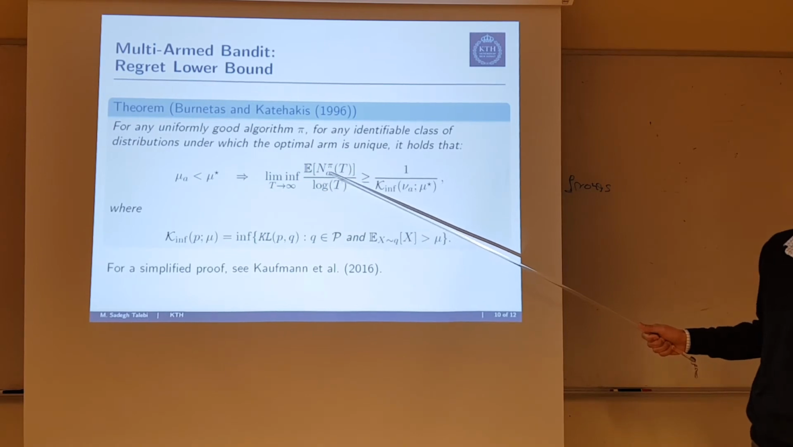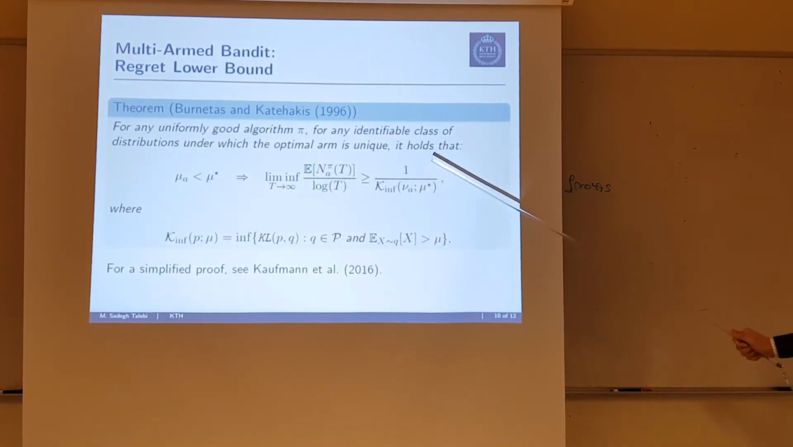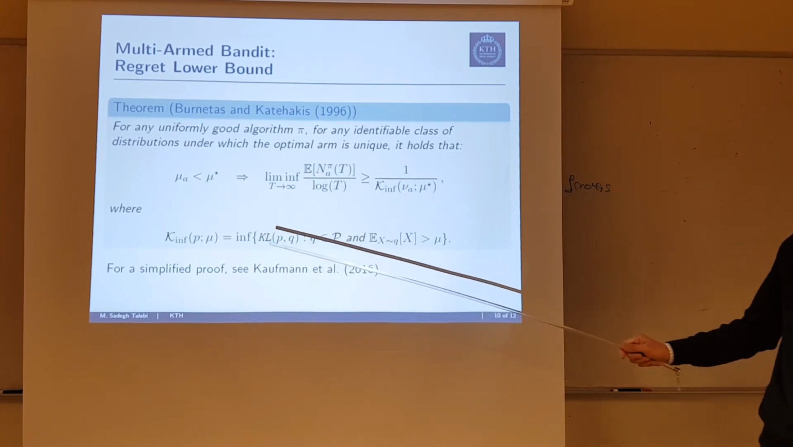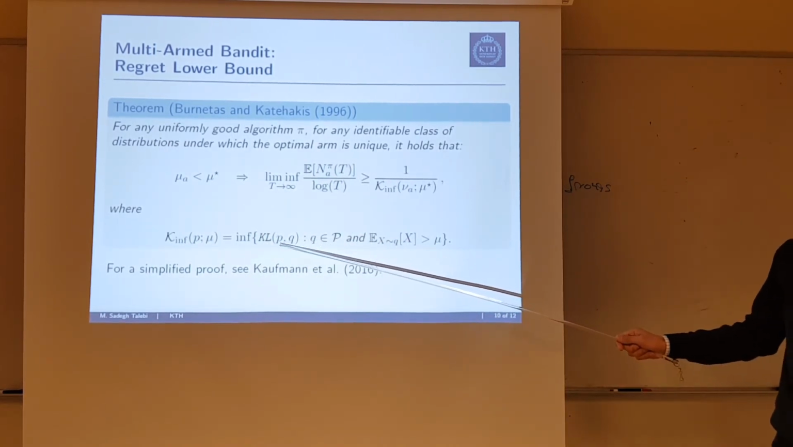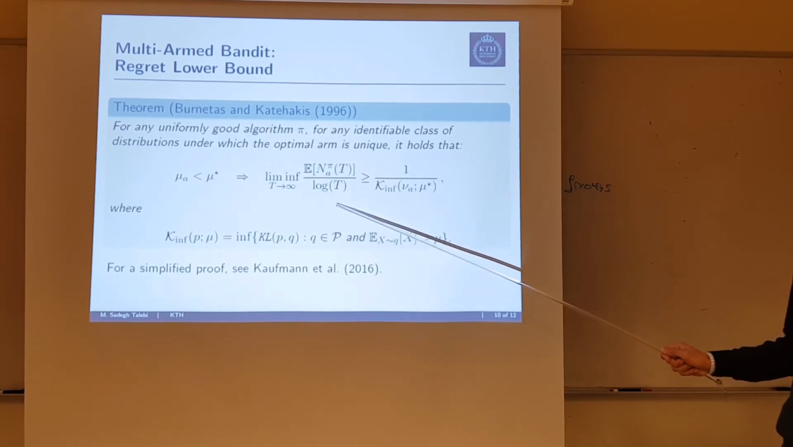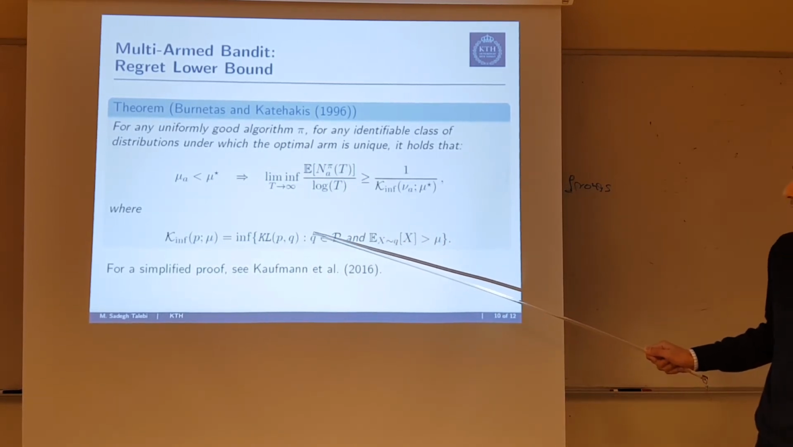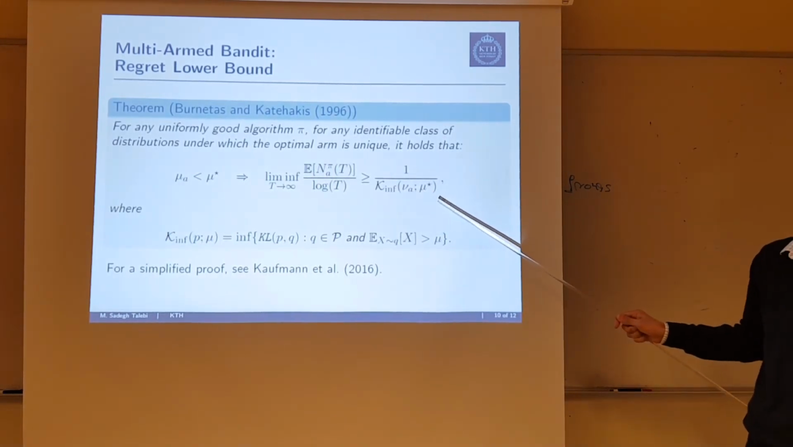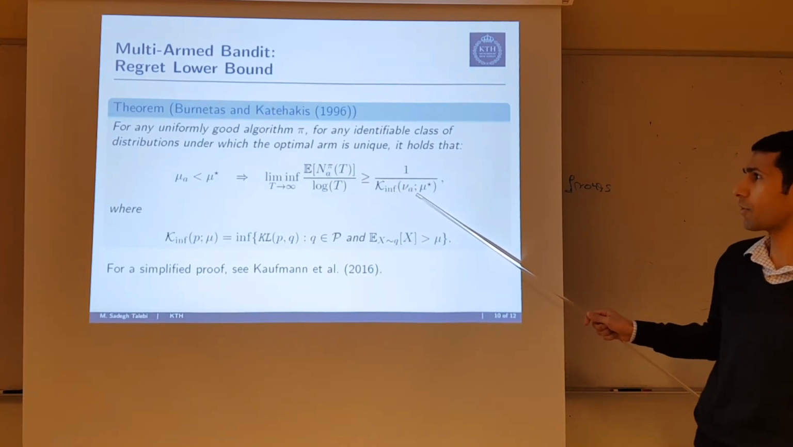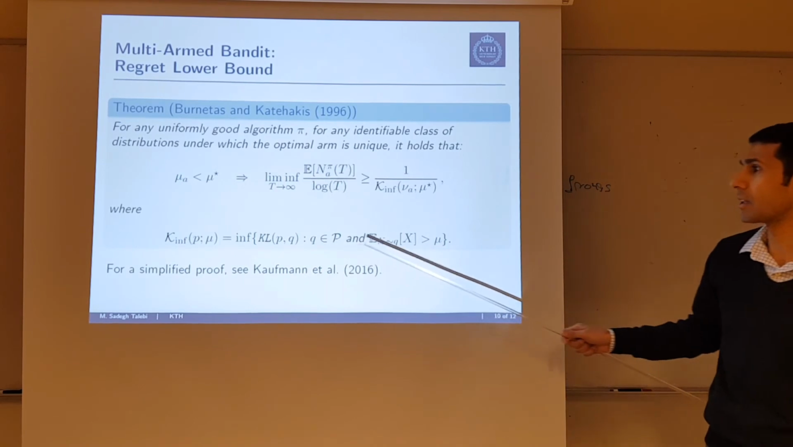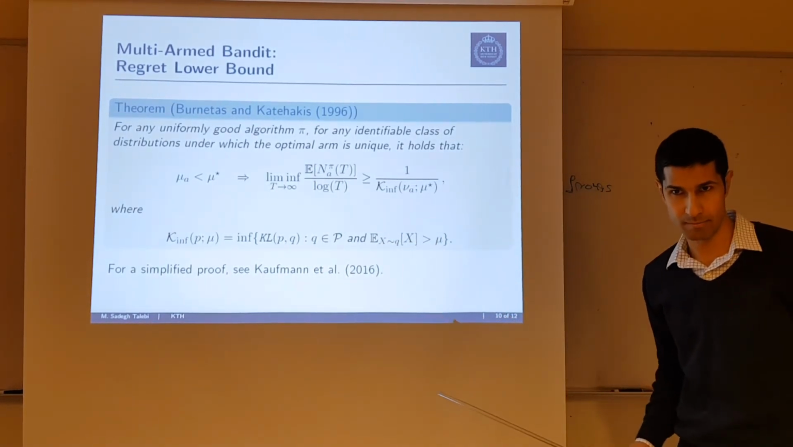Asymptotically, the expected number of draws of arm A divided by log T should be bigger than the quantity one over K inf as a function of nu A and nu star, where this K inf is the infimum of KL divergence, where P is some true distribution, here the distribution of arm A, and Q is any distribution that could confuse you. That is, any feasible distribution which can yield a reward bigger than the optimal arm. So basically, this K inf is just the infimum over all KL divergences between the distribution nu A of arm A and any other distribution which does better than the optimal arm.